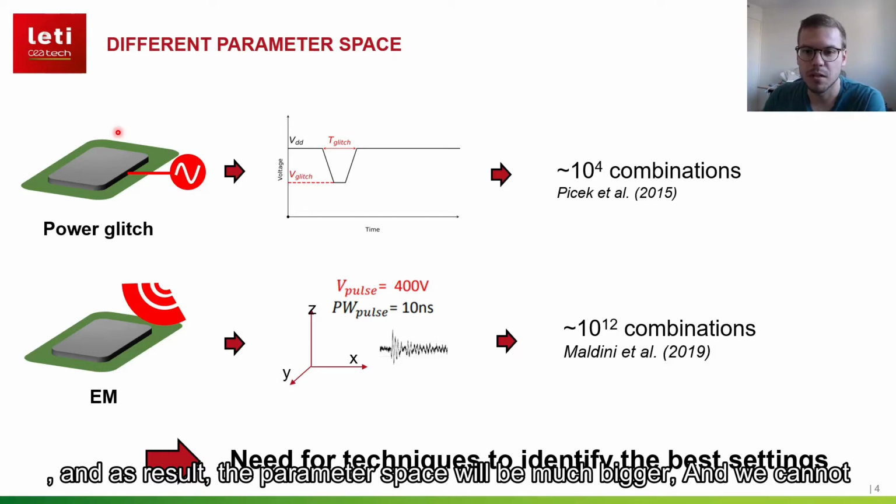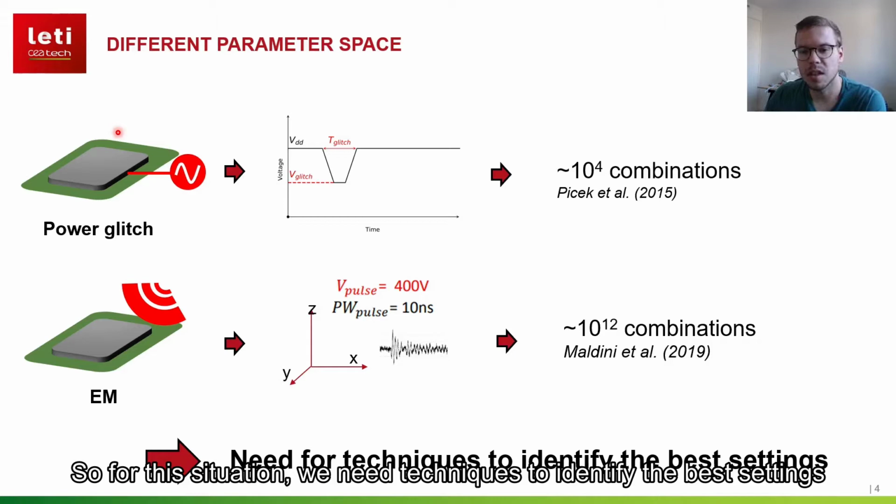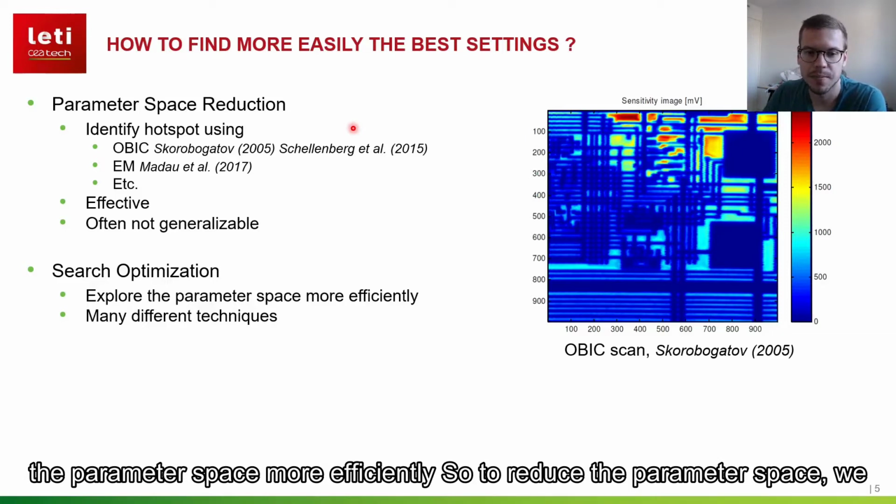But with electromagnetic fault injection, we have 5 or 6 parameters to adjust, and as a result, the parameter space will be much bigger, and we cannot use brute force approach to identify the best combinations of settings. So for this situation, we need techniques to identify the best settings. And to do that, we can either reduce the parameter space or we can explore the parameter space more efficiently.